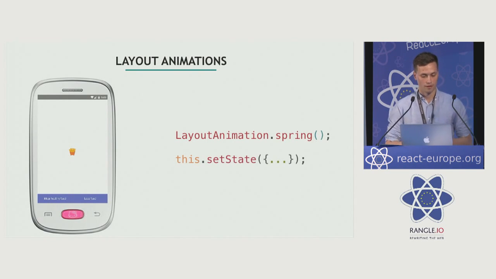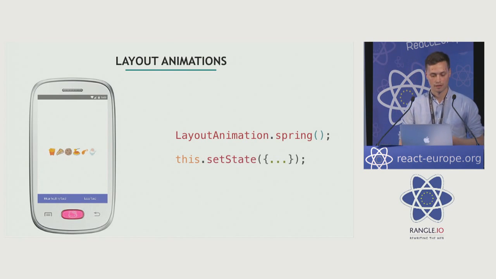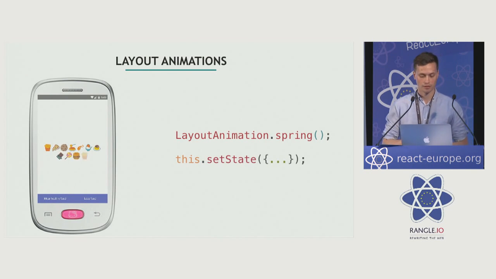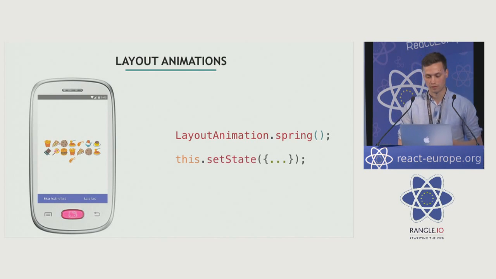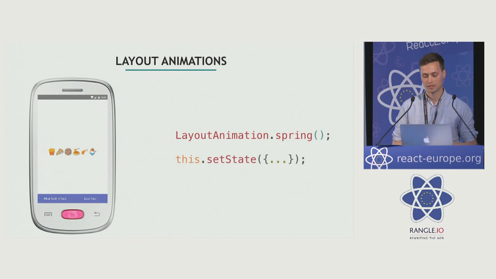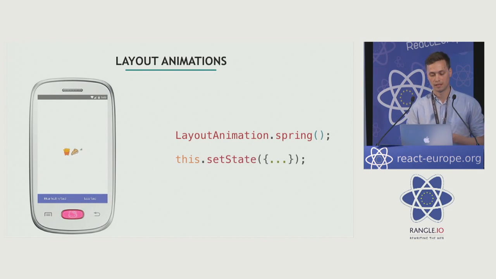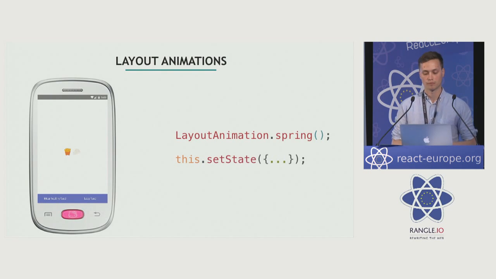The second type of animations are layout animations. The API is very simple. In JavaScript, you call LayoutAnimation.spring or LayoutAnimation.linear. There are several presets, and then somewhere else in your code you have a setState that is going to update the component. Once the component re-renders, it will render the different state.